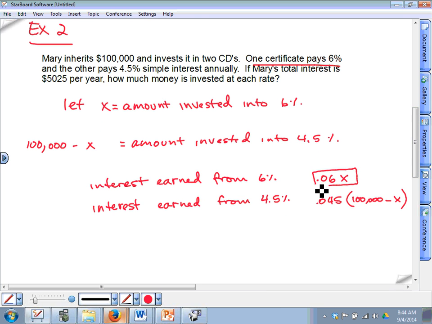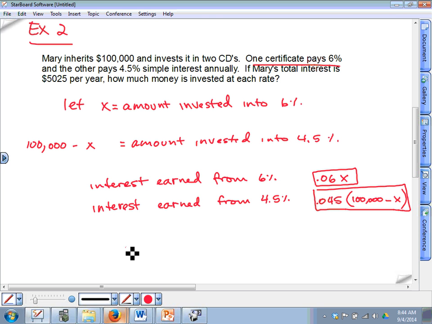So this is the interest earned from one account. This was the interest earned from the other account. How much total interest each year? 5,025. So we need an equation now. We have a whole bunch of information. We need an equation that relates to the information given.